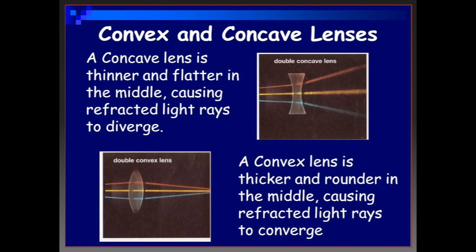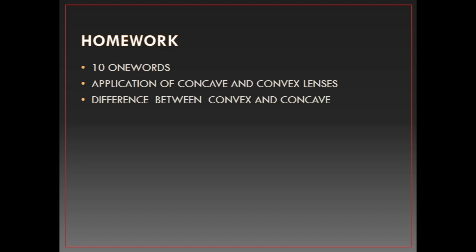Concave produces virtual images, and convex lenses are used for treating hypermetropia. What is hypermetropia? That is long sight. Concave lenses are used to treat myopia, short sight. Do you understand, children? These are the differences between convex and concave lenses.